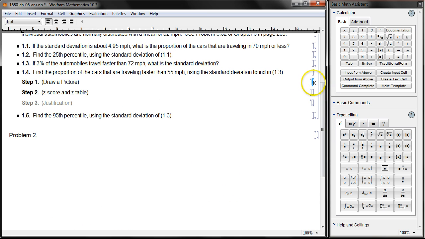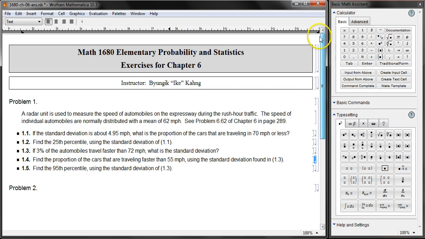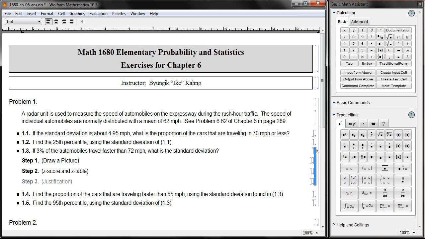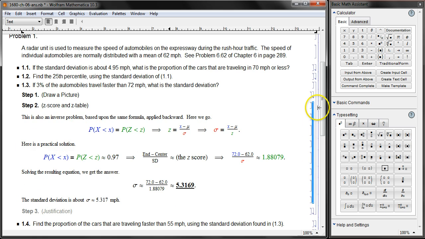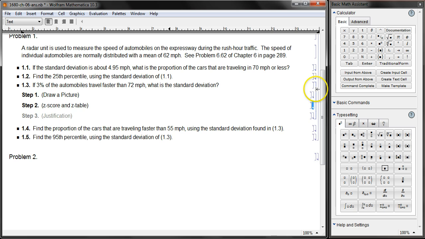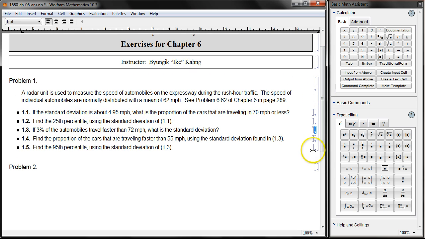Alright, now let's go to the final problem. Find the 95th percentile using the standard deviation we found in 1.3, which was 5.137. Was it? 5.317. Okay.